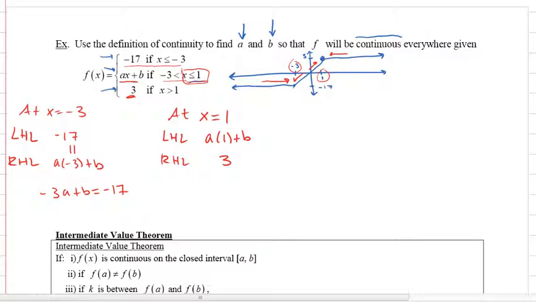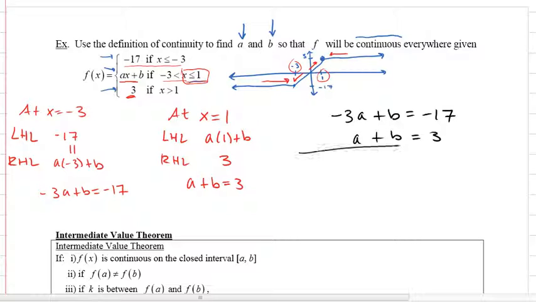Since the limits have to equal each other, we're going to equalize the limits. So a times 1 is just a plus b equals 3. Now I have two equations with two unknowns, and if you remember your algebra 2, we can solve these by using a system of linear equations. So negative 3a plus b is equal to negative 17. a plus b is equal to 3.